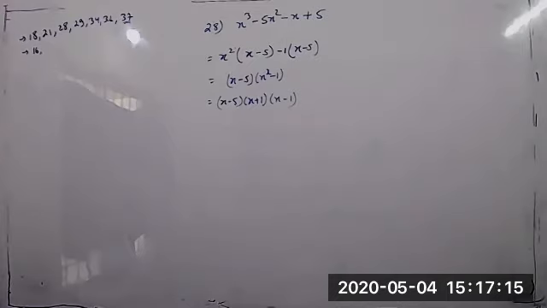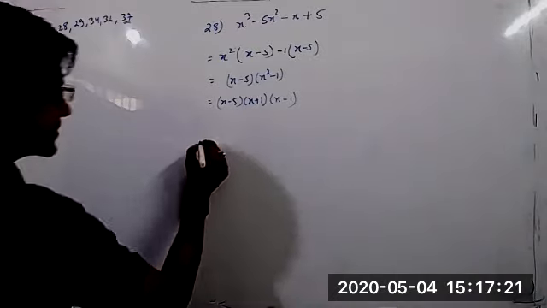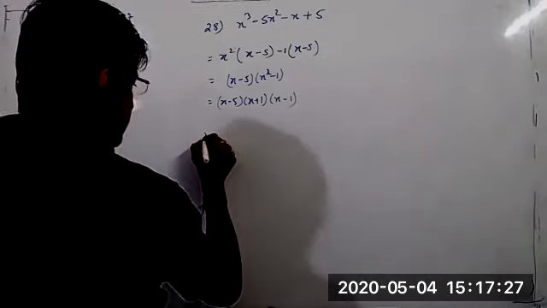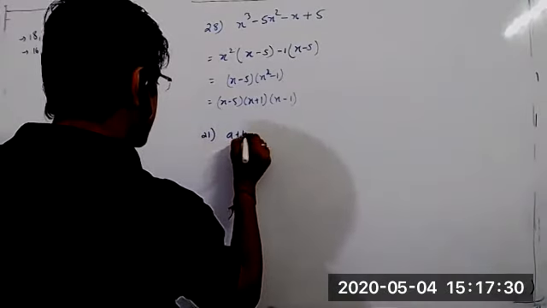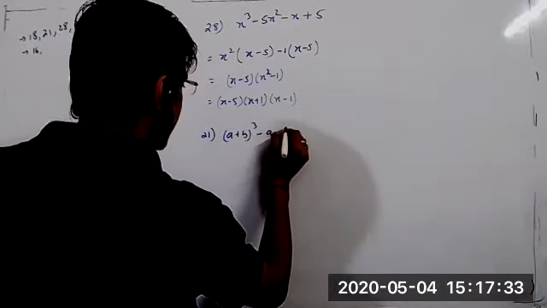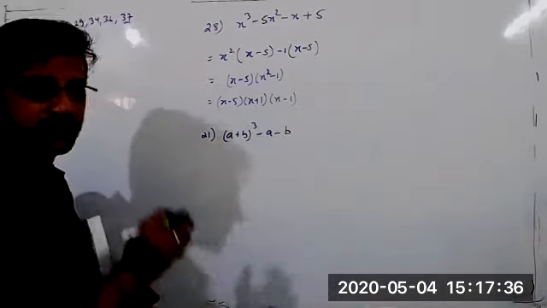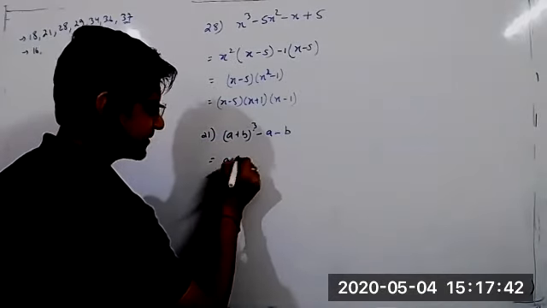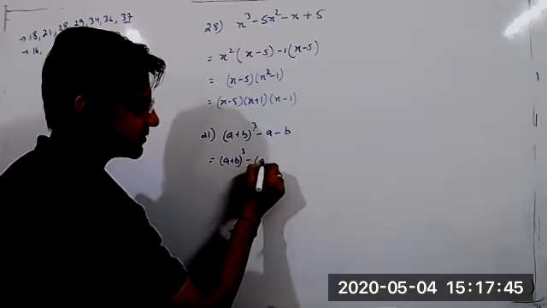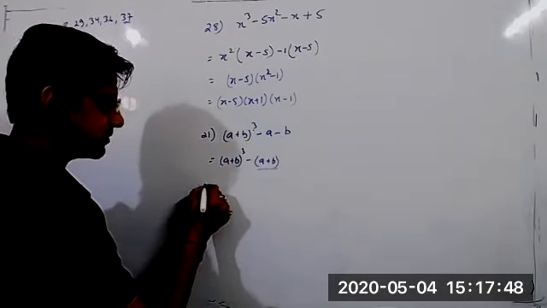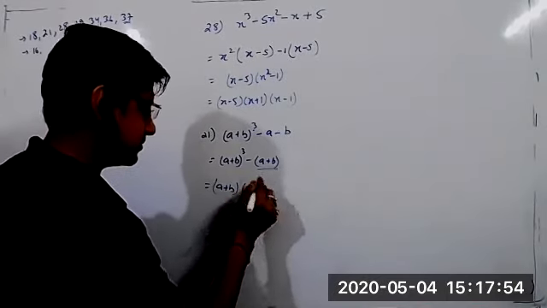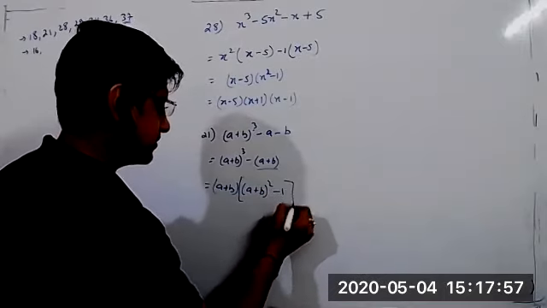It is a plus b the whole cube. Don't be afraid of this cube. 21st question is a plus b the whole cube minus a minus b. Looks difficult, but it is very easy. Don't have a fear of this cube. Can you write it like this? Minus you take common. What is left out? What is common? Correct.